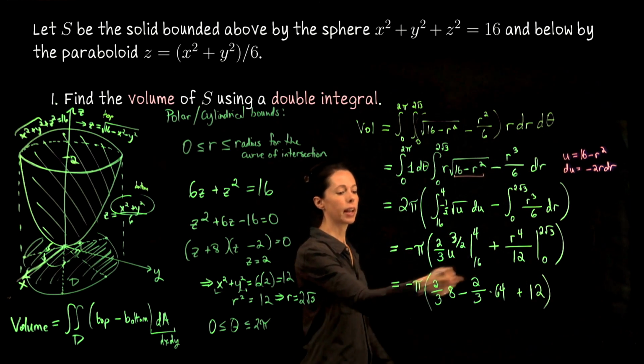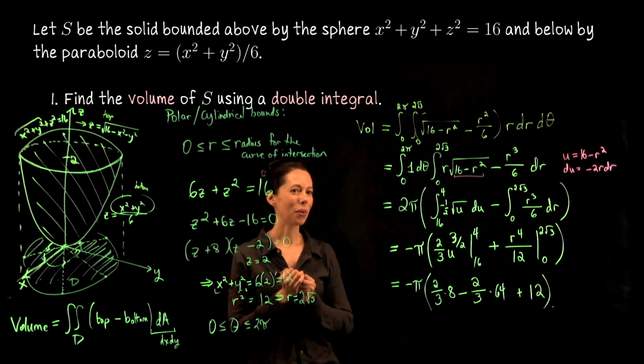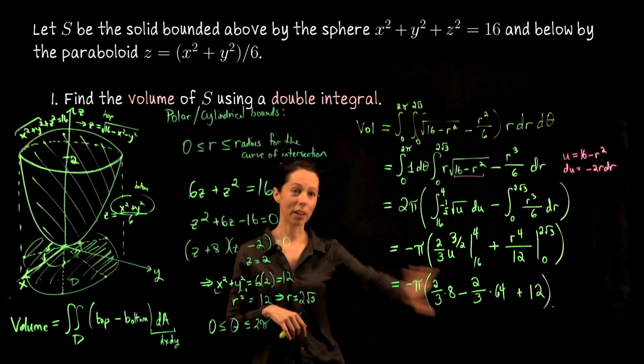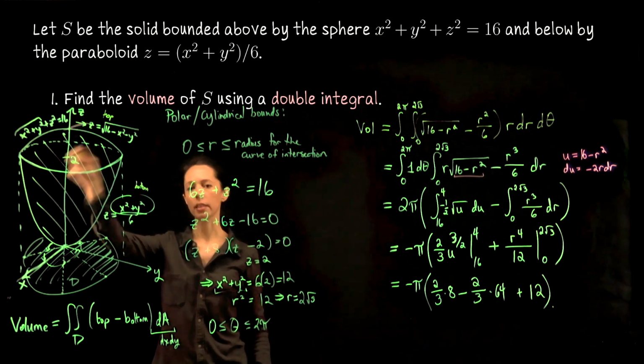I think I will leave this here now because it's just a question of algebra, and that's something I'm never quite good at doing on my feet. So this is, at this point, the final answer. So this would be the volume enclosed between this paraboloid and this sphere.